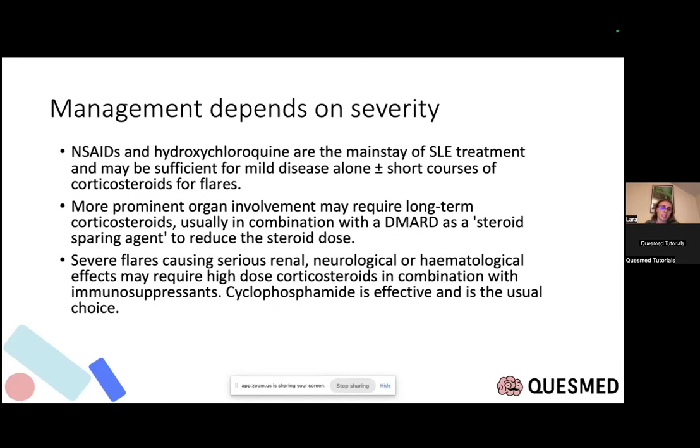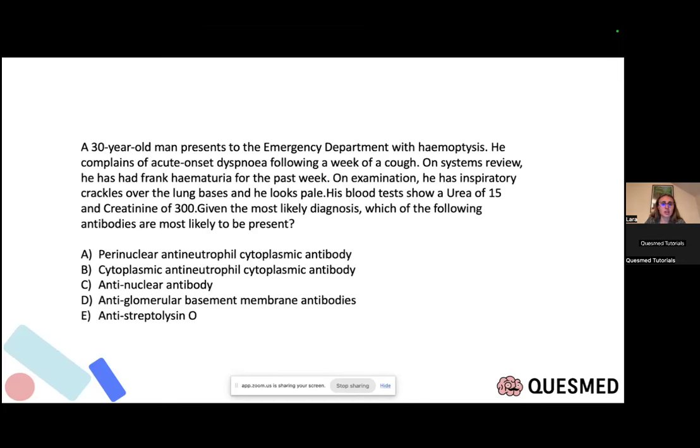Does anyone know, I think it's coming up later, but just for fun, what do you have to monitor if someone's on hydroxychloroquine? If this doesn't come up in one of your finals, I will be flabbergasted. Eyes. Oh yes, eyes. What specifically about eyes? What's it called? Retinopathy. It is retinopathy. It's called bullseye retinopathy. If you look at the retinas of people on hydroxychloroquine who have it, apparently it looks like a bullseye. I think you lose the outer retina. So you have to have annual eye tests.